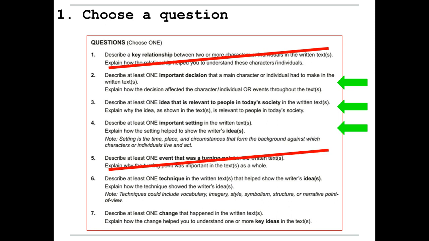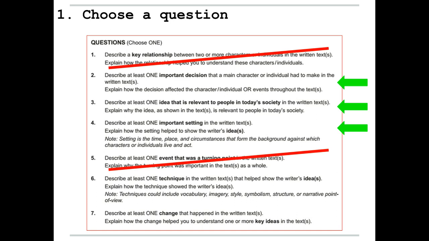Describe at least one technique in the written text that helped the writer show the writer's ideas. Explain how the technique shows the writer's ideas. Note, techniques could include vocabulary, imagery, style, symbolism, structure, or narrative point of view. Now, has my teaching focused on those techniques so far this year? No. We will learn about these things, but at this point in time, you don't have that knowledge, or not confidently.